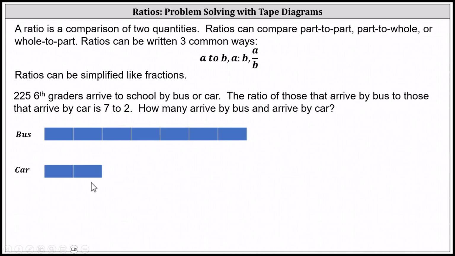Again, we have a total of 9 equally sized parts, because 7 plus 2 is 9, and then 7 of the parts make up the tape diagram for the bus, and 2 of the parts make up the tape diagram for the car.